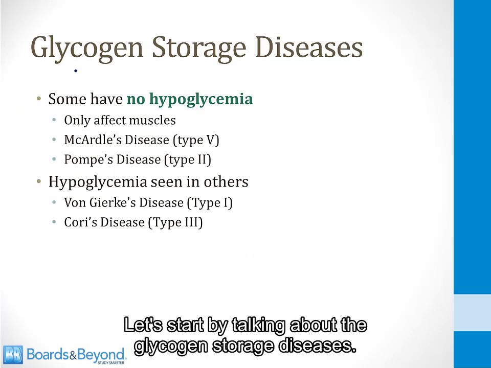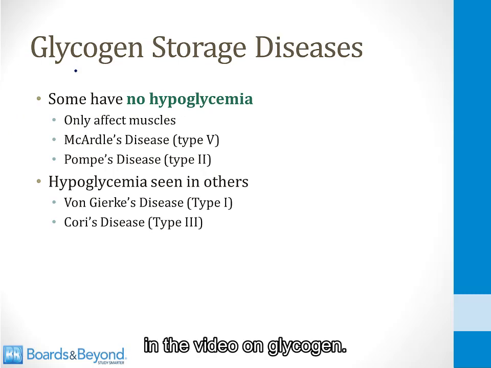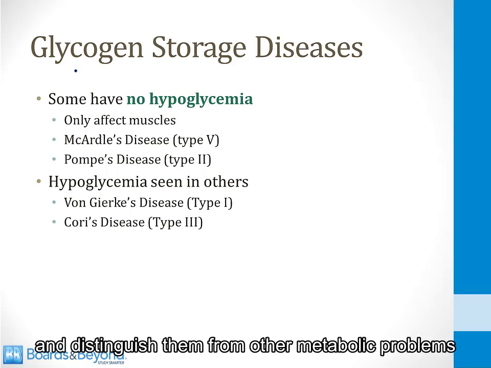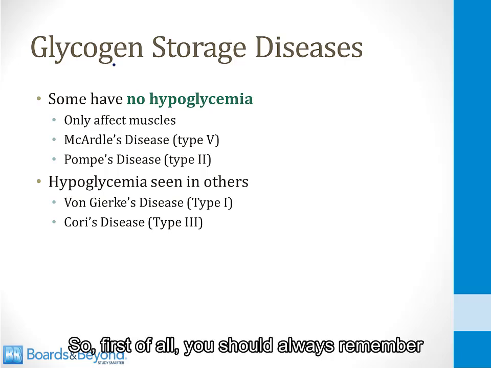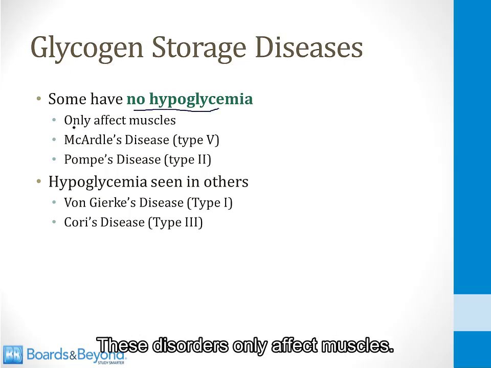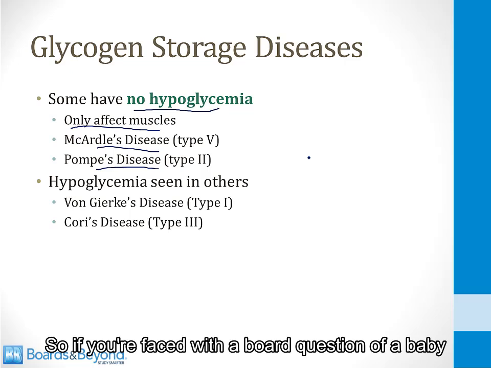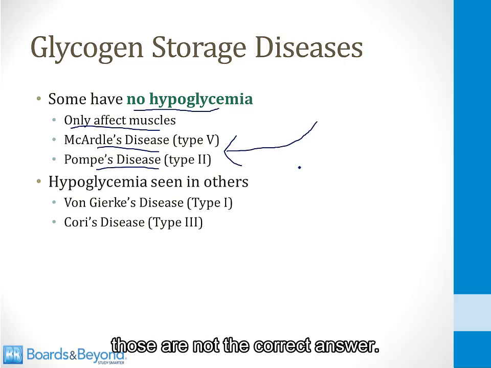Let's start by talking about the glycogen storage diseases. I talk about all of these disorders in detail in the video on glycogen. What I'm going to focus on here is how to recognize these disorders and distinguish them from other metabolic problems that occur in newborn babies. First of all, you should always remember that some glycogen storage diseases do not cause hypoglycemia. These disorders only affect muscles. These include McArdle's disease and Pompe's disease. So if you're faced with a board question of a baby with hypoglycemia and you see one of these two answer choices, those are not the correct answer.